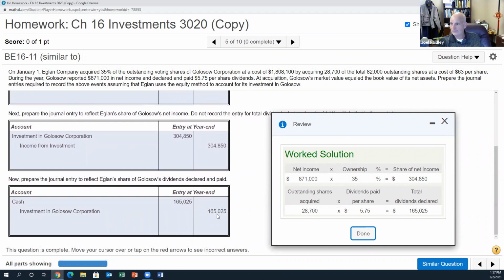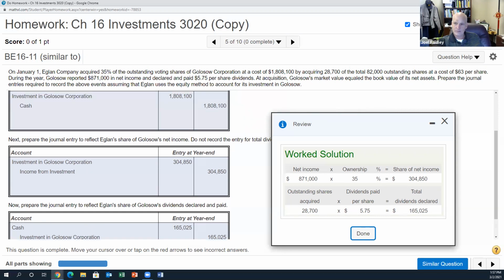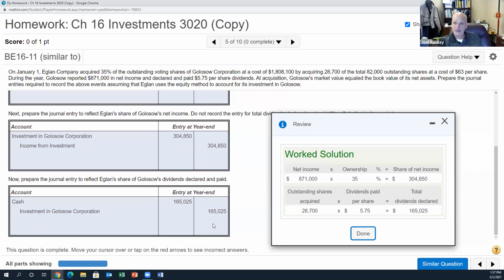And then the actual dividend payout is a reduction. That's unusual, but think about it. If you've got a significant influence, 35% in a company, and they're paying out dividends, they're reducing their retained earnings to pay those dividends, aren't they? So we receive the cash, but we also have a reduction in our investment because the retained earnings of the company you've invested in have gone down. Their equity has gone down.